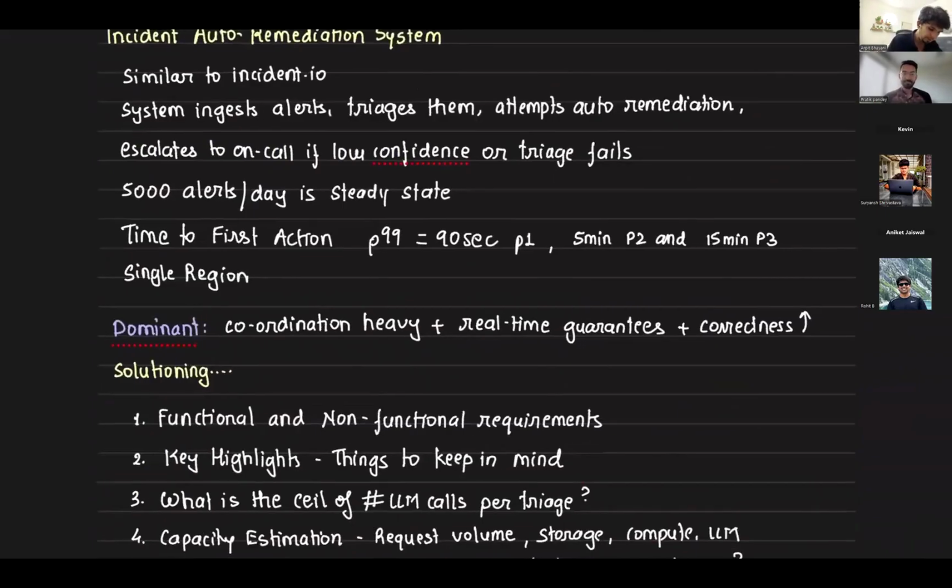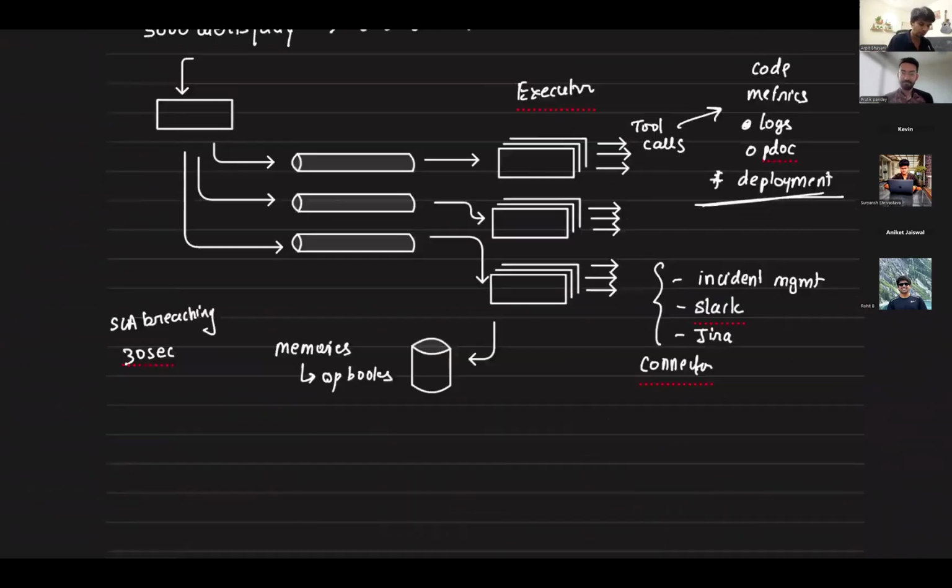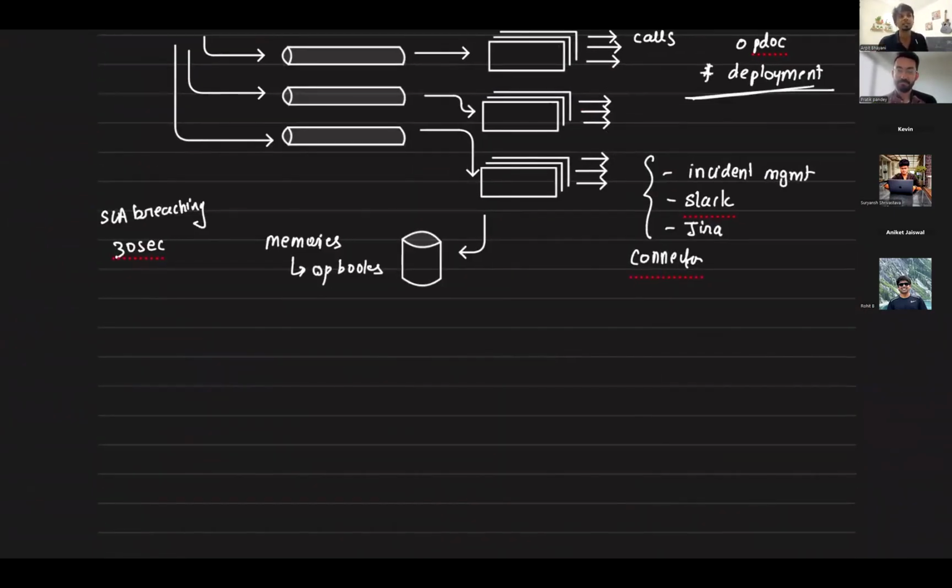Correct. We have a P1 of 90 seconds within which we have to output a triage, which means your average latency should be within 30 seconds. Now, within 30 seconds, how many LLM calls can you make?